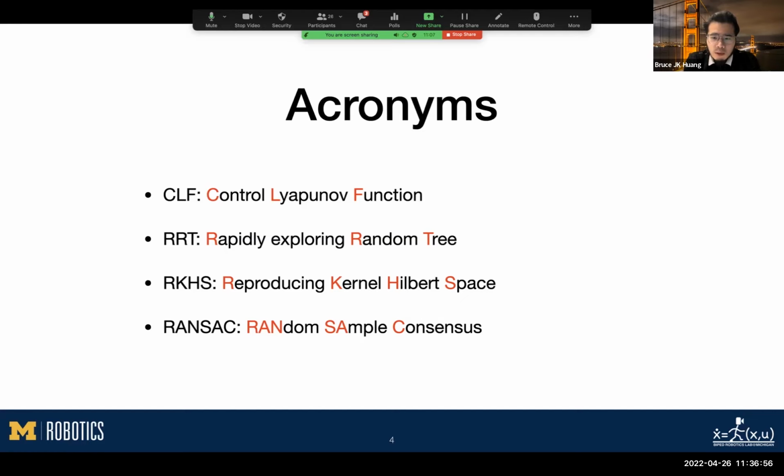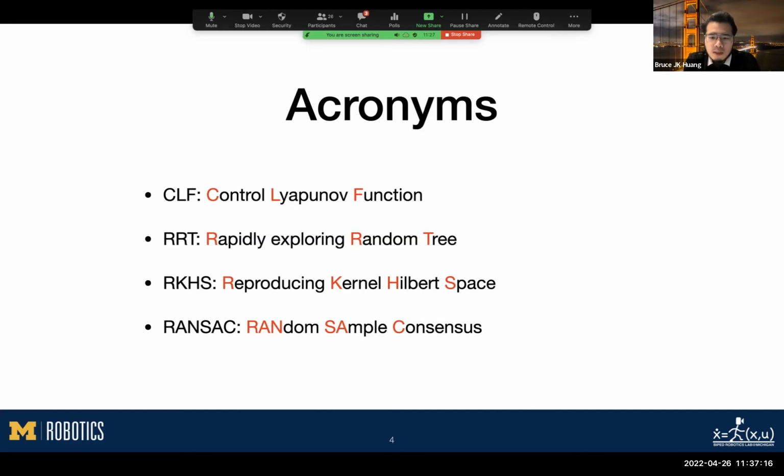RRT stands for rapidly exploring random tree. It is an algorithm for planning problems in higher dimensions. RKHS is reproducing kernel Hilbert space. It lifts a point cloud to a continuous function where the inner product structure is well defined. We use it to overcome the sparsity of a lot of point clouds.